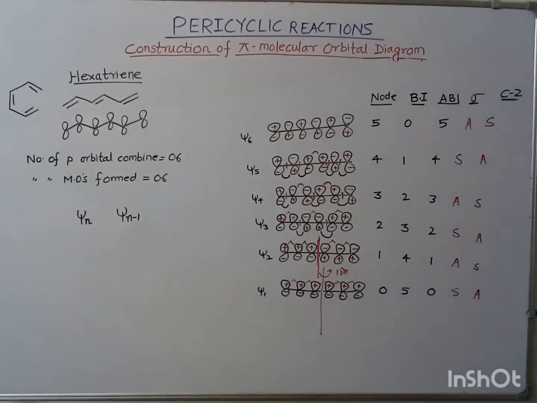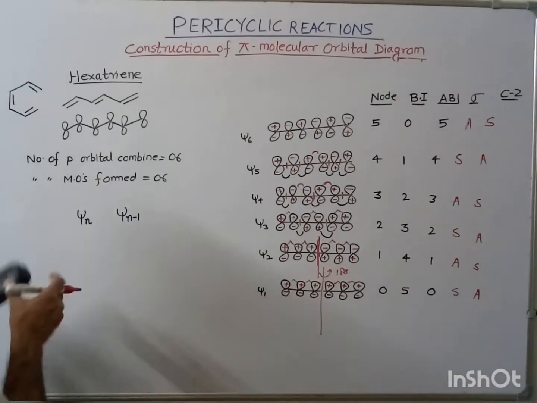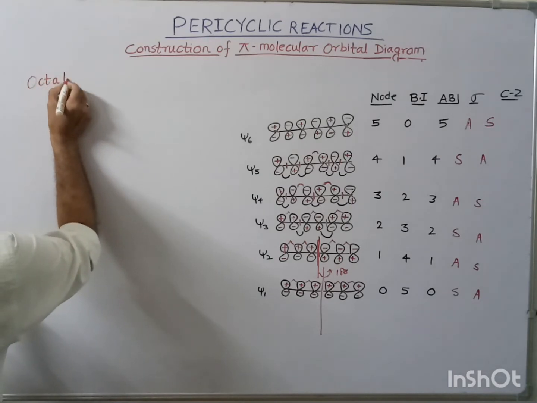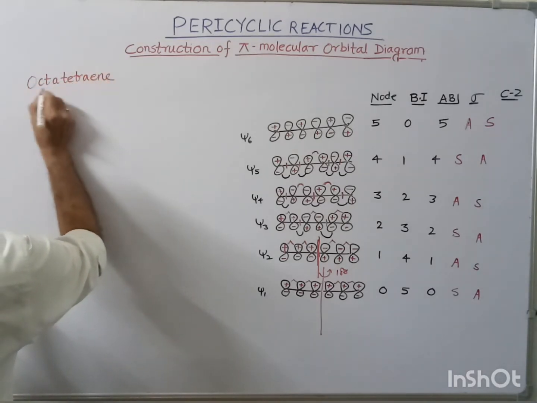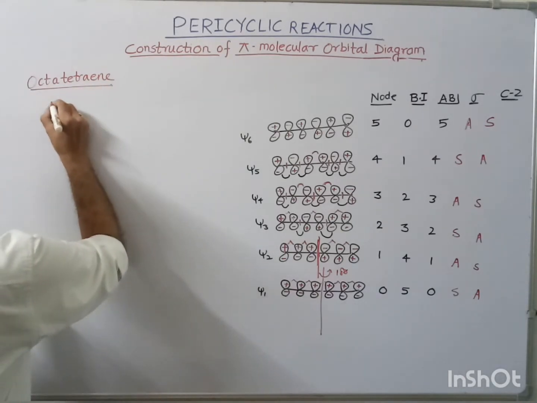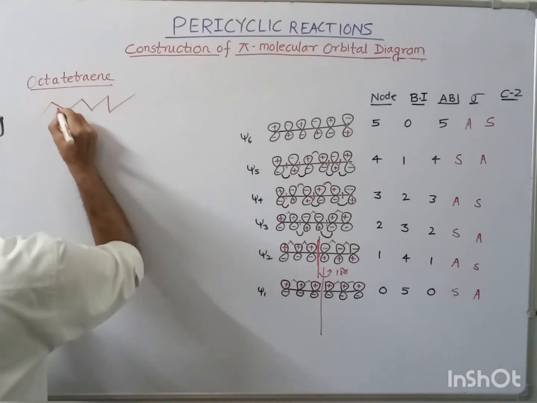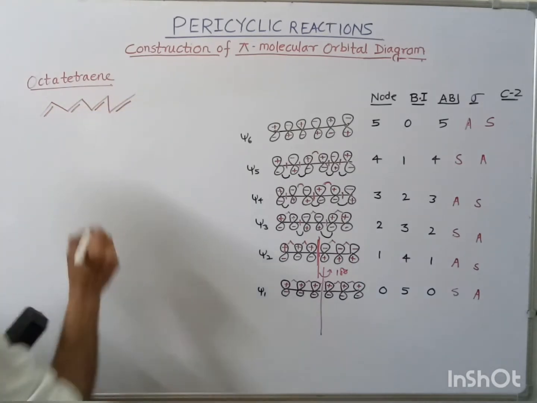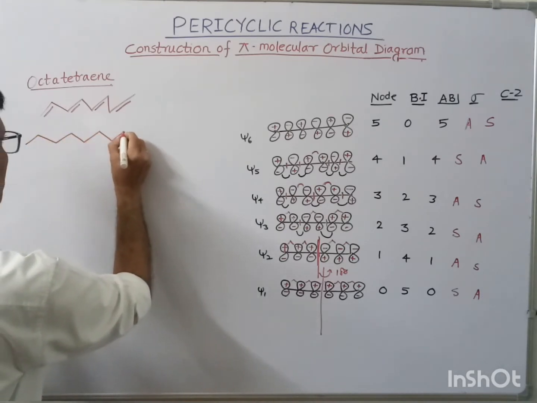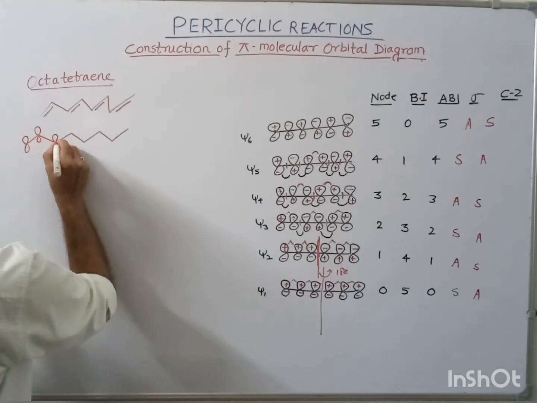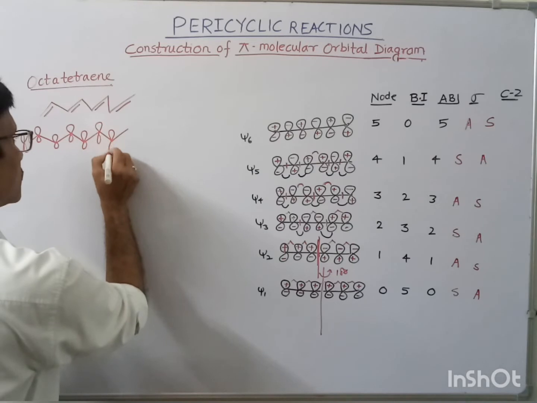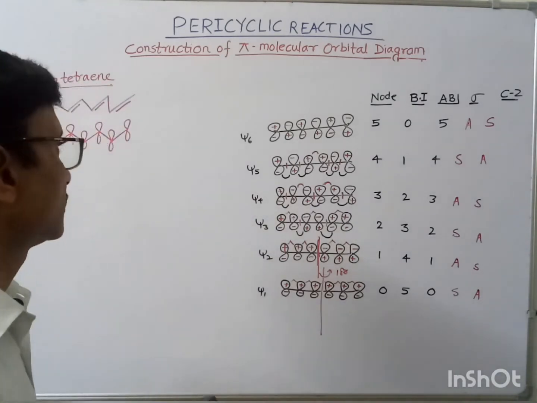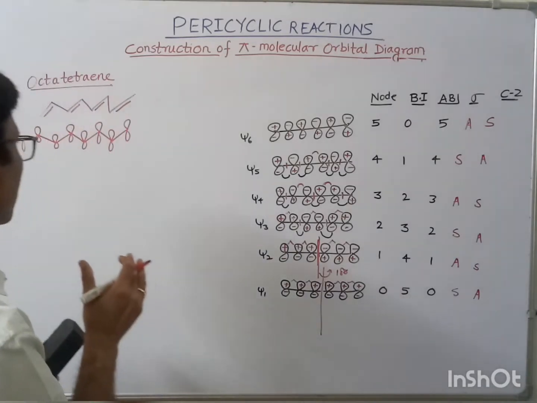So let's see the pi molecular orbital diagram for octatetraene. Okay, octatetraene. 1, 2, 3, 4, 5, 6, 7, 8 carbons. These 8 p orbitals will overlap to give the 8 pi molecular orbitals of octatetraene.